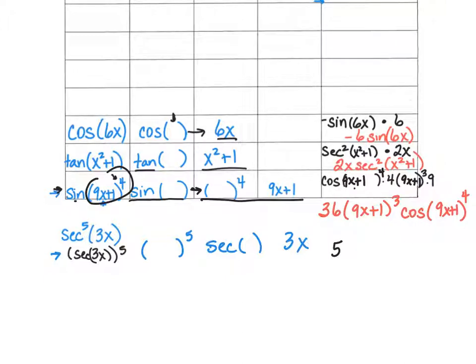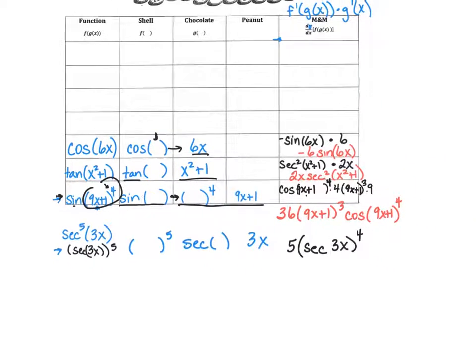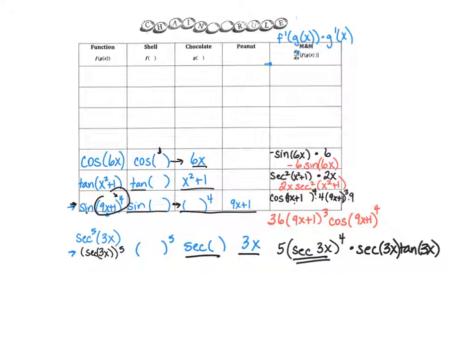Power to the front, decrease the power by 1, but you don't stop there. What do you keep saying? Multiply by the inner derivative. But here's what you have to realize: when you're multiplying by the inner derivative, that in itself is layered. So see how you have these 2 layers. Well, the derivative of secant of something is secant tangent. Notice my argument doesn't change. And I then have to multiply by the 3.